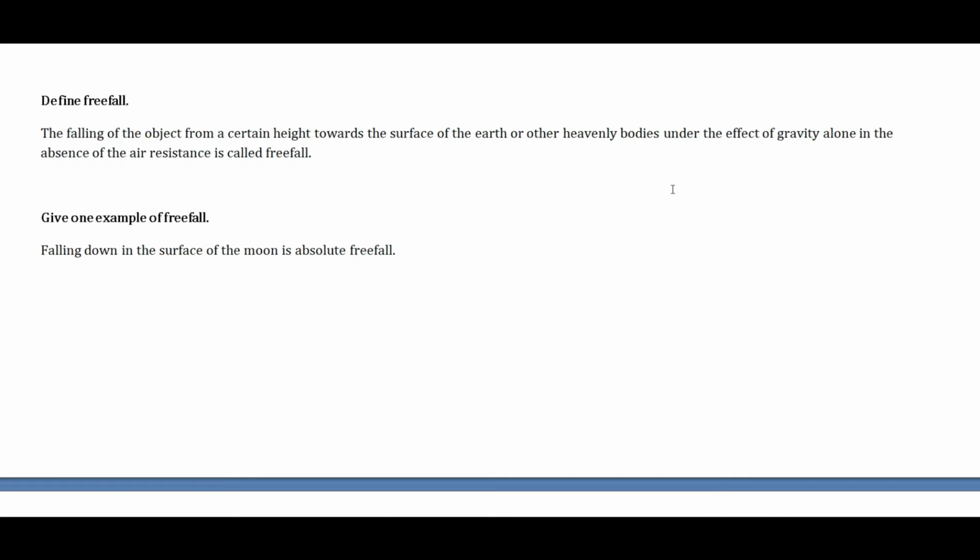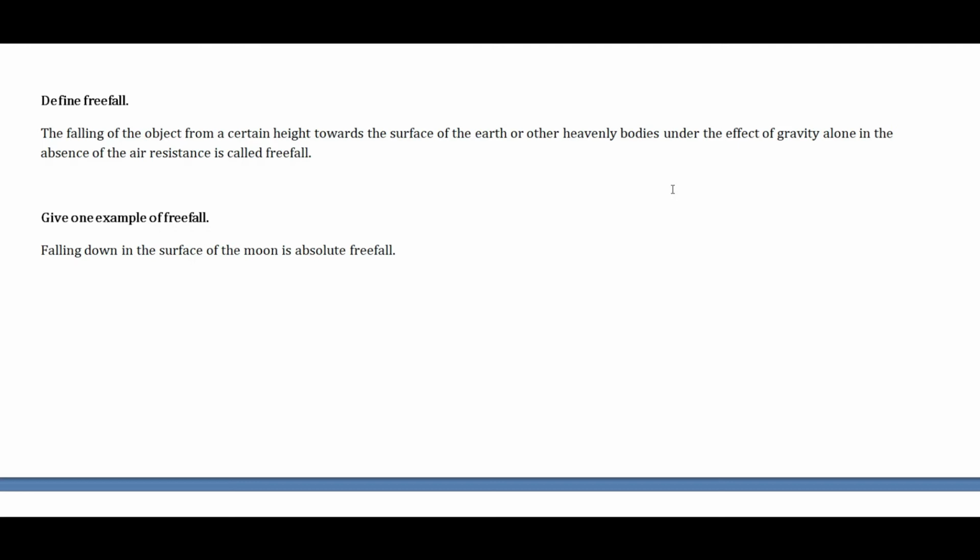That means if any object is falling towards the surface of the earth or other planets or satellites or any other heavenly bodies, and it is falling only by the pull or attraction of the force of gravity, and if there is complete absence of air resistance, then it is called free fall. That means in the case of free fall, the object has to fall down only by the effect of the force of gravity. That means other forces should not act on the object at all.